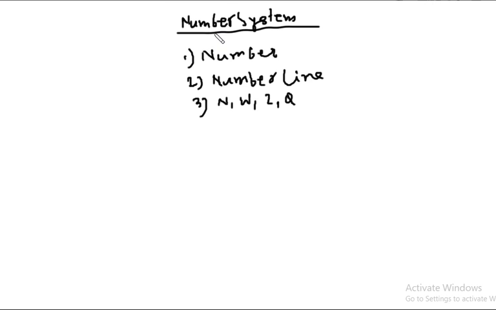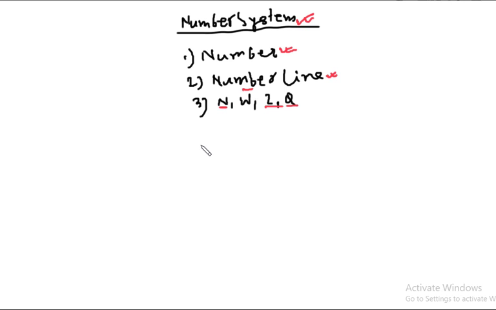In the previous video we discussed the number system. We defined numbers, then we talked about number lines, and then we defined various sets of numbers like natural numbers, whole numbers, integers, and then we discussed rational numbers.